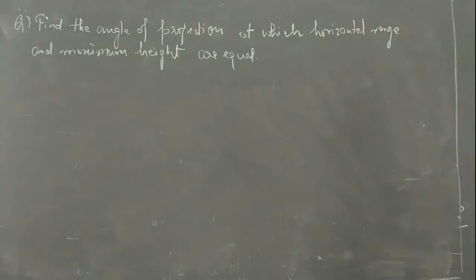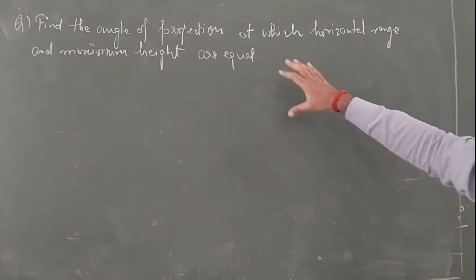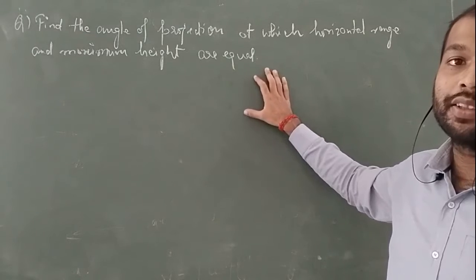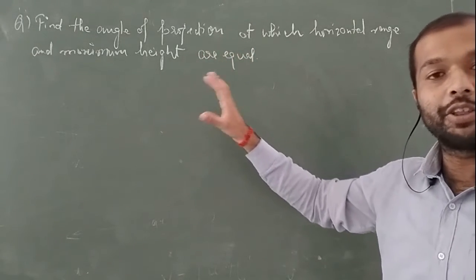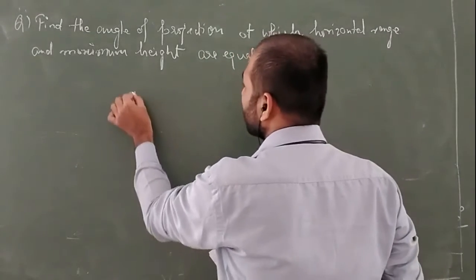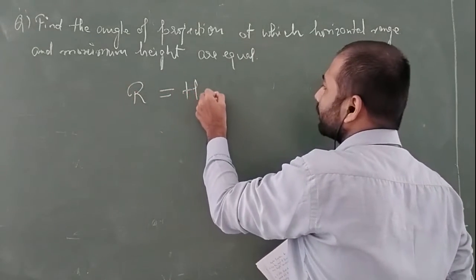Find the angle of projection at which the horizontal range and the maximum height are equal. The condition given in this question is to equate the maximum height with the range, and we have to identify the angle at which both of them become equal to each other. So we have to equate range with the maximum height.